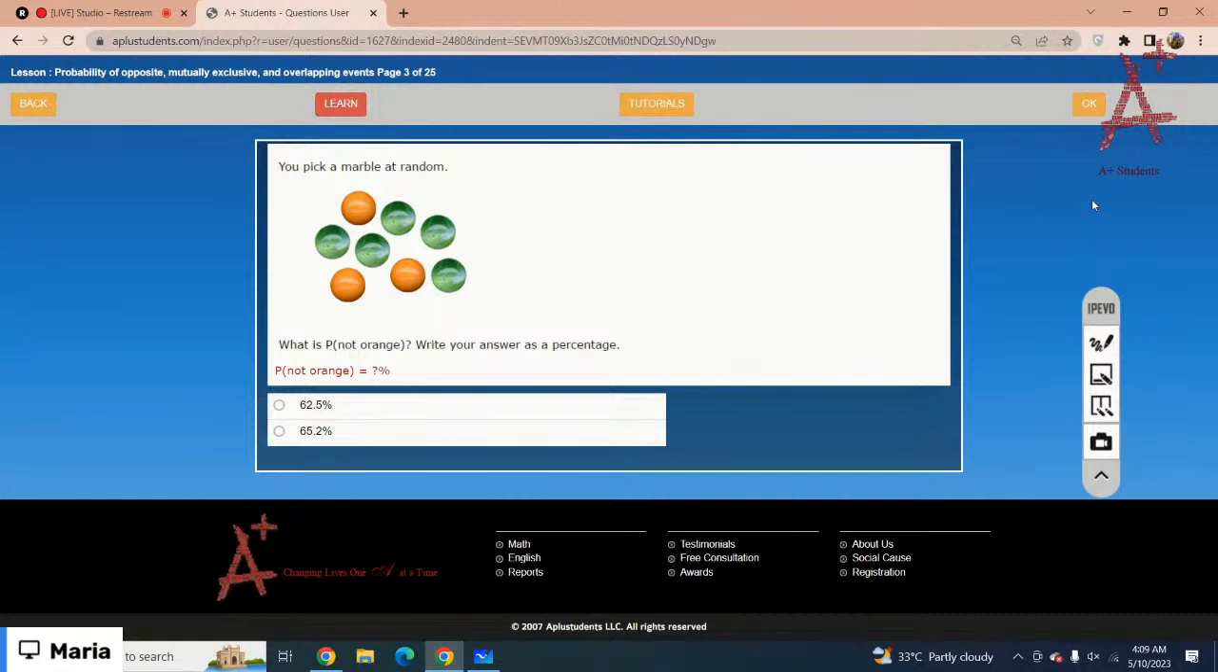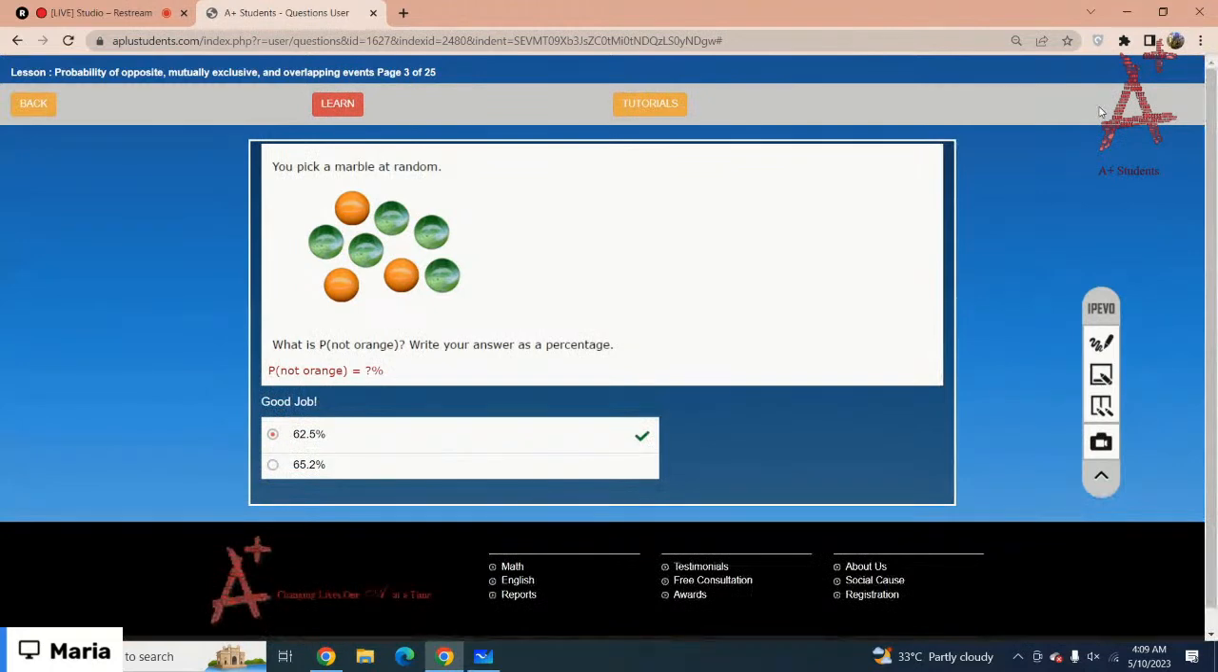Got it? And just multiply it by the 100. 5 by 8 times 100 is, hold on, let me just, 5 divided by 8, and it would be 62.5%. So the correct option is 62.5%. Got it? The not orange are 1, 2, 3, 4, 5 marbles that are not orange. Out of 8, it would be 5 out of 8. Just divide 5 by 8 and multiply by 100. It would be 62.5%. Got it?